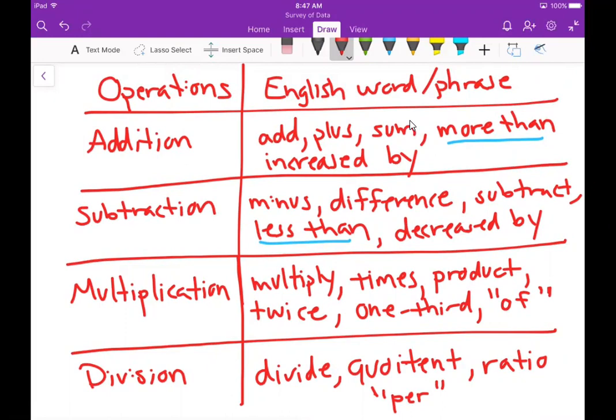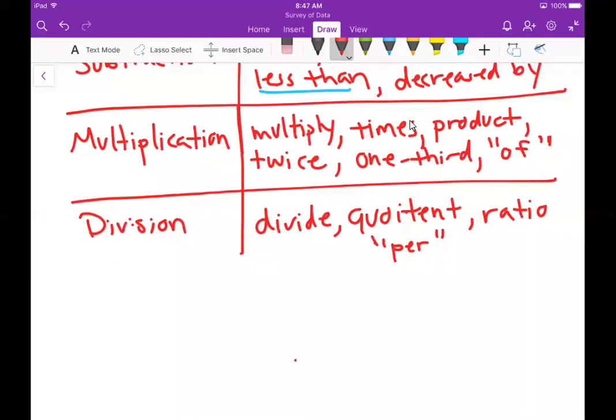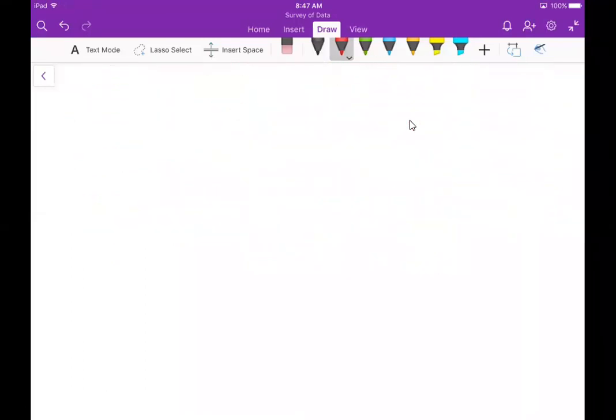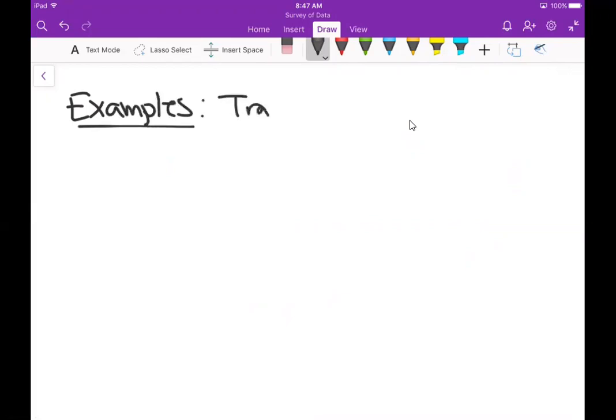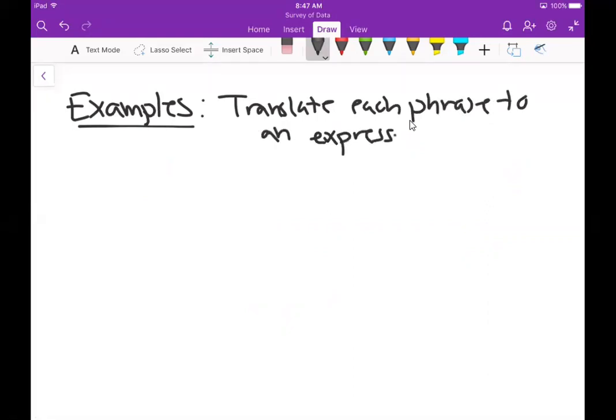Okay, so we're going to start off with some basic ones here just to get used to this list. And then we're going to look at one where we need to come up with that expression in context. So these first ones aren't going to be quite in context yet, but we just want to get used to coming up with those expressions given words. So in these examples, I want you to translate each phrase to an expression. And we really like to do that in math to make things simpler, to get rid of all the words and condense it down to just an expression. Okay, so can you translate this first one?